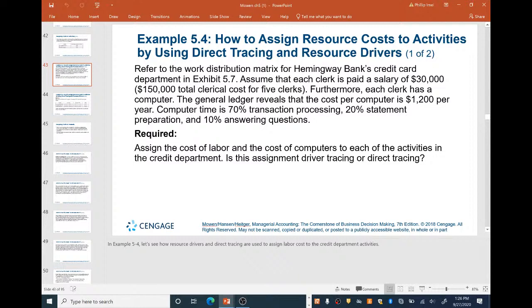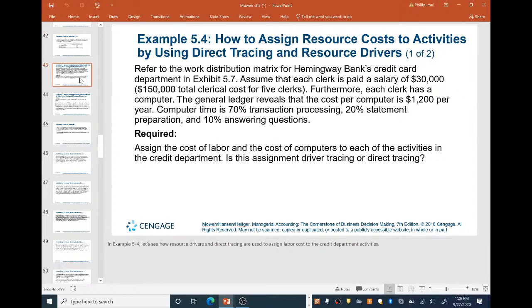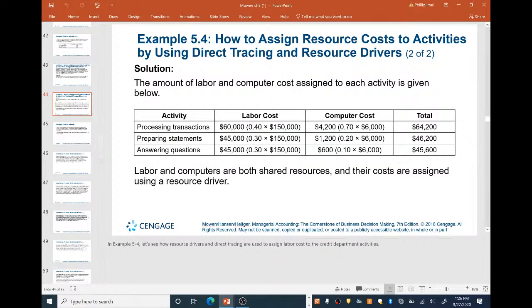Okay, so based upon this data right here and the data right here and the work distribution matrix, what they want us to do is assign the cost of labor and the cost of computers to each of the activities in the credit department. They also want us to distinguish whether or not this assignment driver is tracing or that of a direct tracing. So let's look at the solution here.